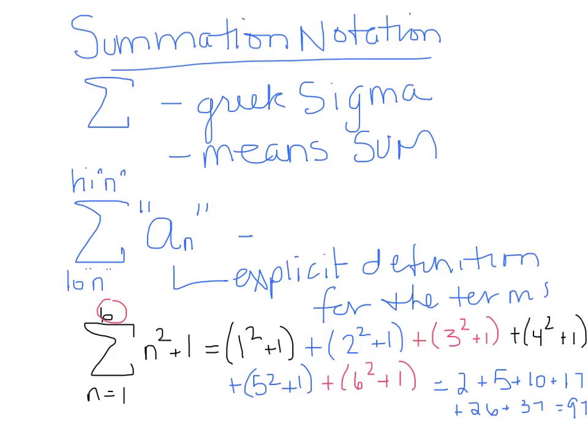So the sum of all those numbers is 97. Okay? So that's how you would actually evaluate a series.